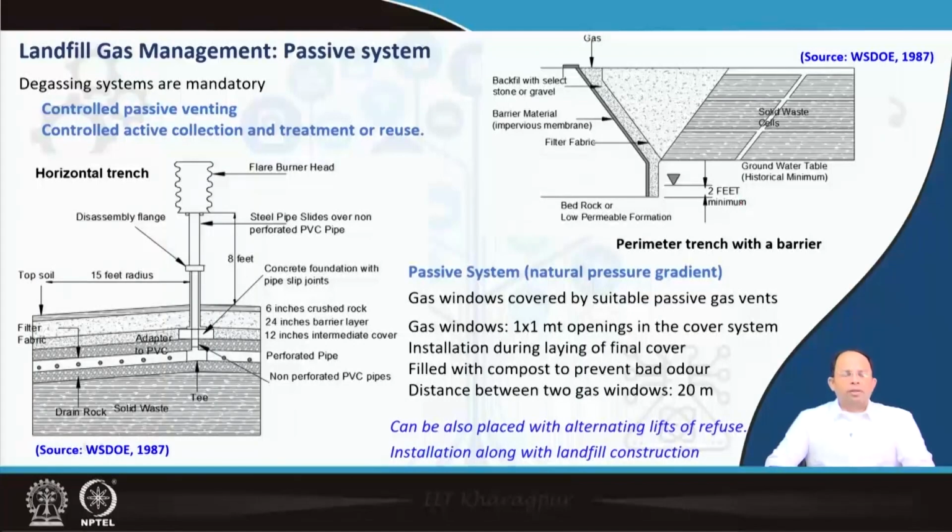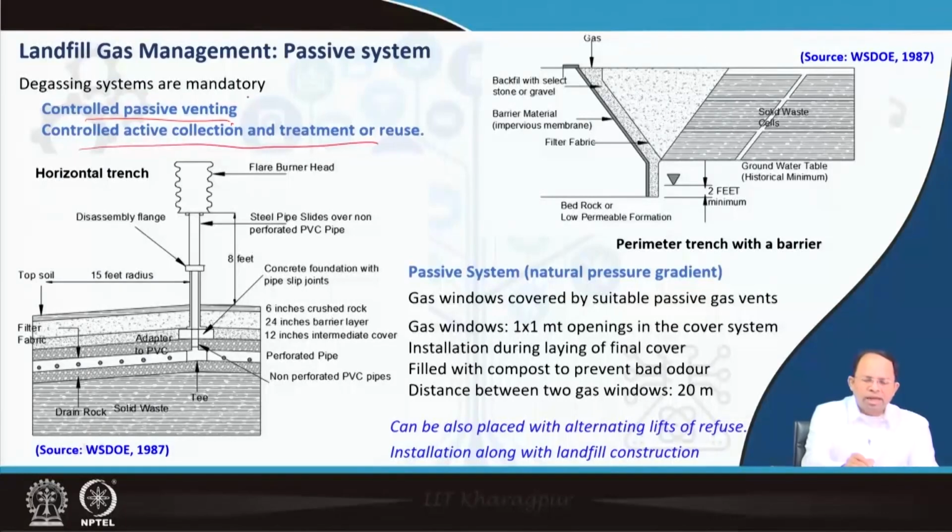Then we come finally to the landfill gas management system, and here instead of leachate we are collecting gas, because gas is also generated in landfill. Particularly, we generate CO2, CH4. A lot of greenhouse gases are being generated, which need to be captured. So there are different ways to do that. It could be a controlled passive venting system, and also a controlled active collection and treatment or use system, right? So primarily it could be a passive system or an active system.